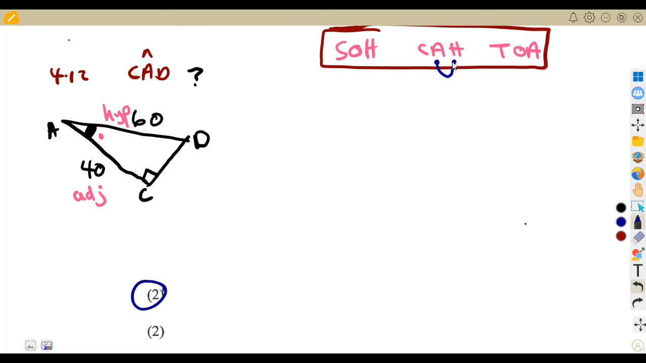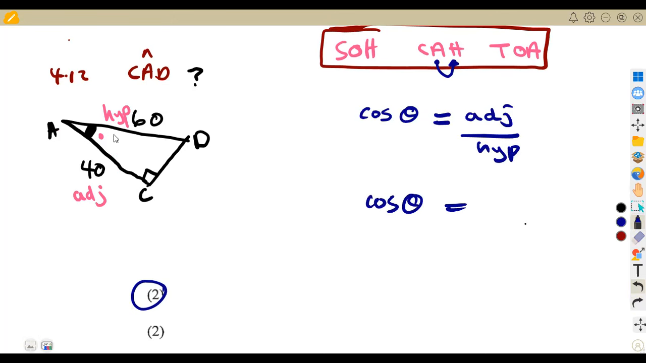So we're going to take our ratio for cos and write it as it is. Remember, the cos of theta, which is the angle, is equal to the adjacent over the hypotenuse. So you're going to fill in your information. That is, the cosine of theta is equal to the adjacent. According to this, our adjacent is given as 40. Our theta is the angle that we want to calculate. Remember, CAD represents an angle. So we've got cos CAD, which is the angle, is equal to the adjacent. According to our triangle, the adjacent is 40 over the hypotenuse, which is 60.